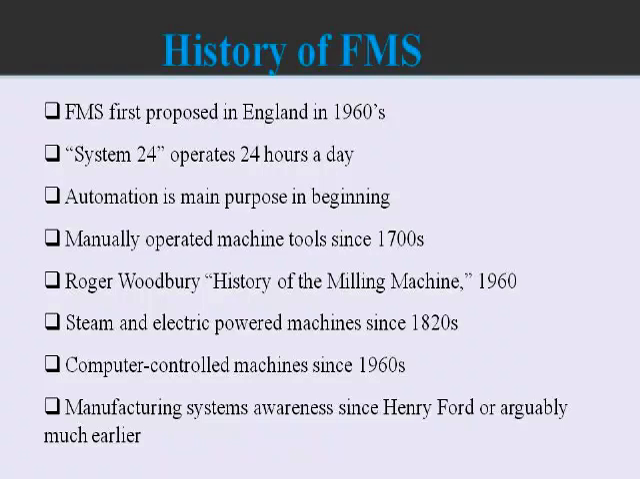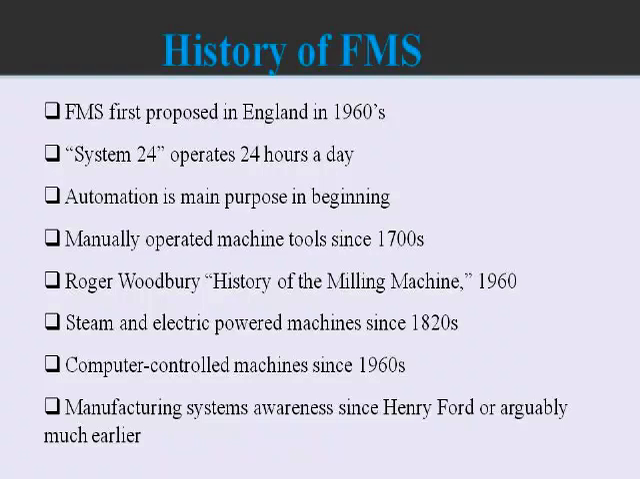Let us just discuss the brief history of flexible manufacturing systems. Flexible manufacturing systems were first proposed in England in the 1960s. System 24 was developed at the time, which was operated for 24 hours continuously. Automation is the main purpose for the development of this FMS.